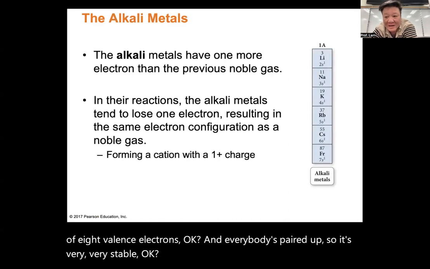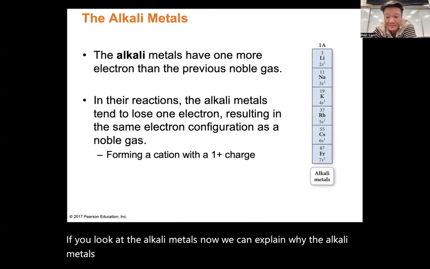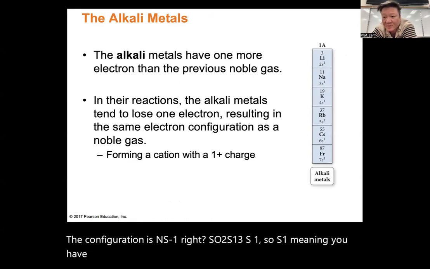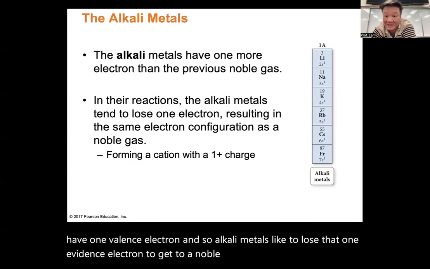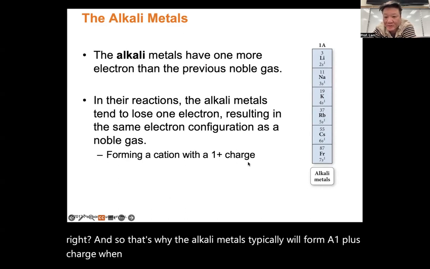If you look at the alkali metals, now we can explain why the alkali metals are so reactive. The configuration is ns1, right? So 2s1, 3s1. So s1 means you have one valence electron. And so alkali metals like to lose that one valence electron to get to a noble gas configuration of s2 p6, right? And so that's why the alkali metals typically will form a 1+ charge when they're doing chemistry, right?